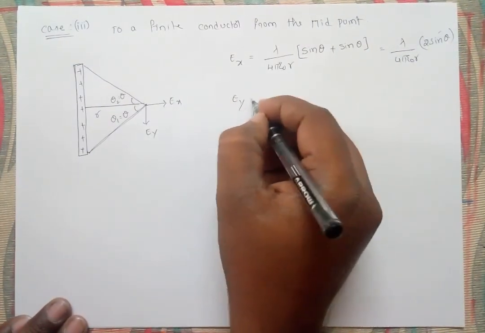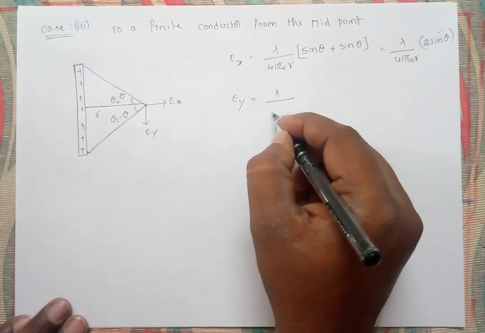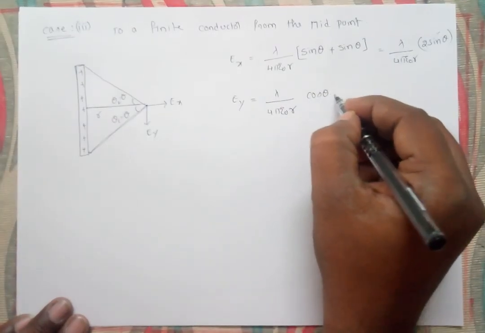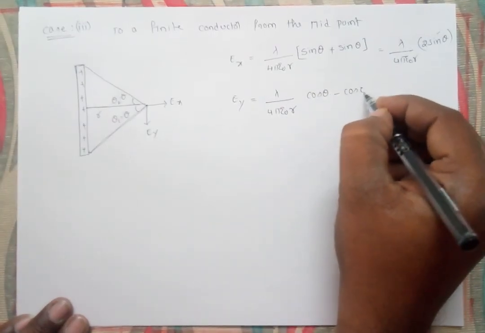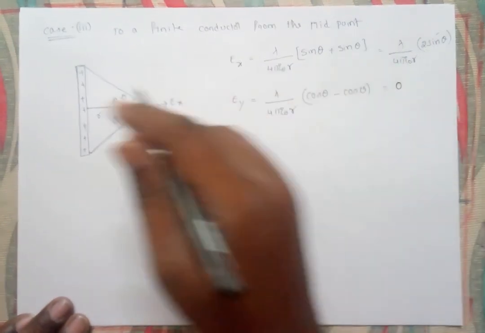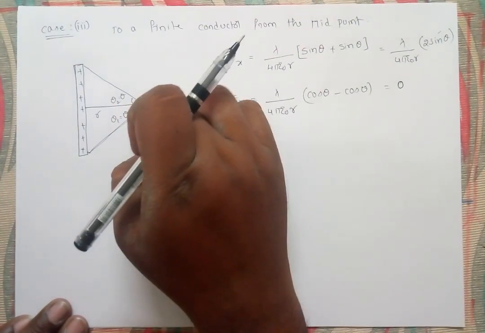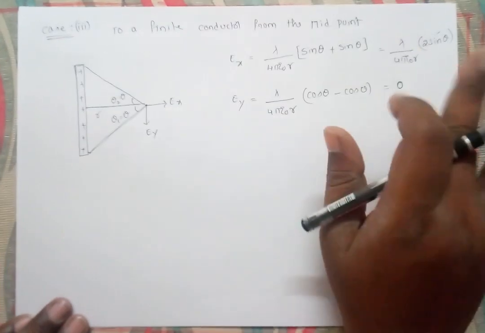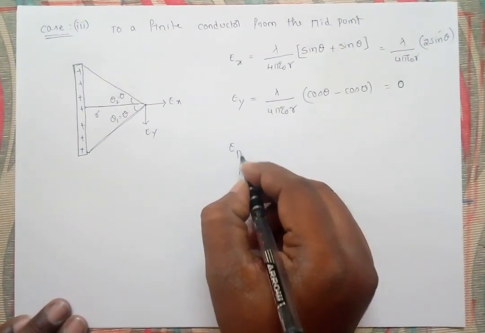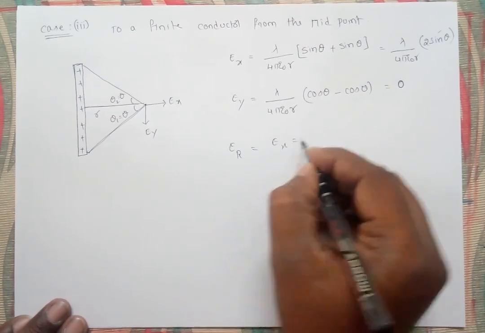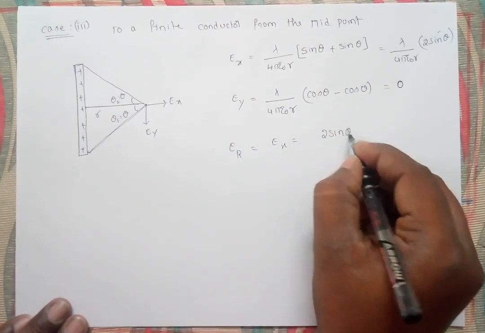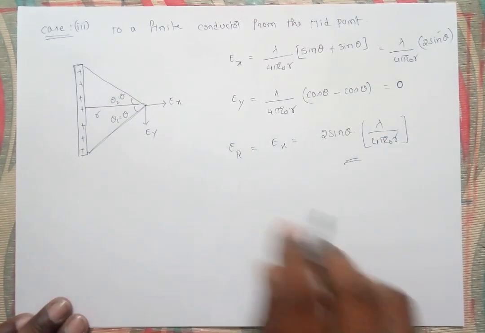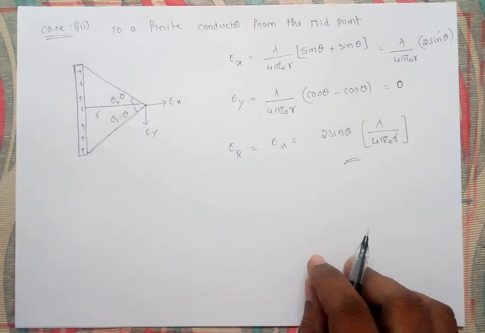Like that, for Ey, it is lambda by 4 pi epsilon naught r into cos theta 1 minus cos theta 2. Both are the same angles, so the result will be 0, because the electric field produced by the lower end and by the upper end are equal and opposite, and they cancel each other. So you have only Ex. Therefore the resultant is Ex only, that is 2 sin theta into lambda by 4 pi epsilon naught r. This is the result due to a finite conductor at its midpoint.